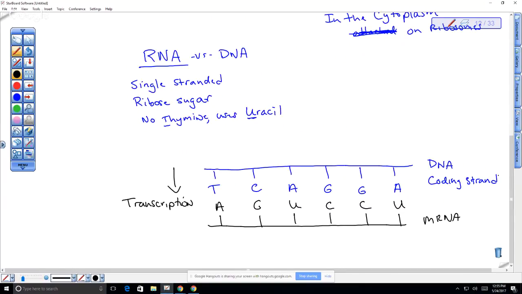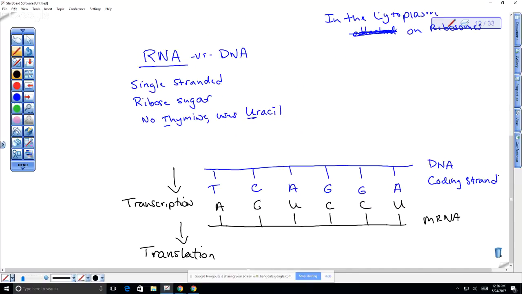So then this messenger RNA is going to get maybe modified. We'll talk about the modification of the messenger RNA before it leaves the nucleus. But eventually this would go out into the cytoplasm and get translated. Okay. So let's look at how it would be translated. So this is translation. And what is it going to get translated into?